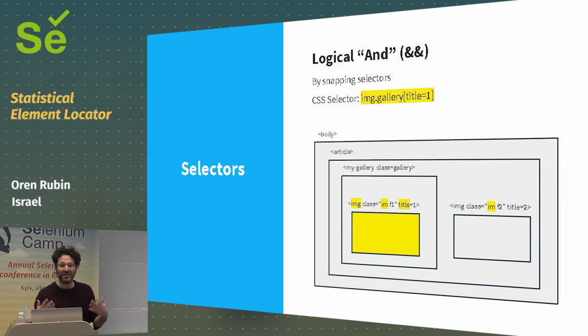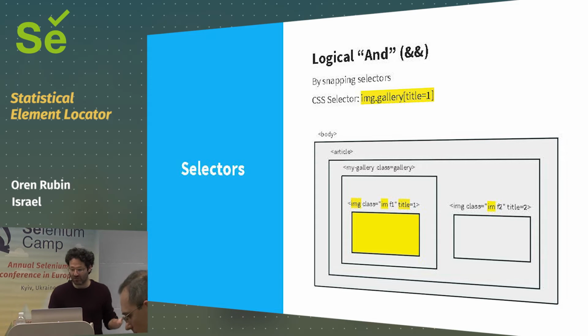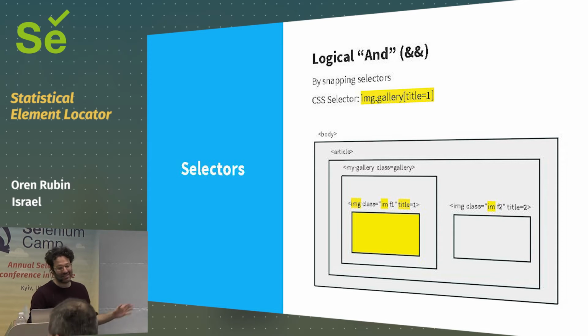And of course, we need a logical AND. We want this and this. It's done by concatenation. That's why you put the tag name first. It fits right in, because then you can say, I want an image tag that also has some class named gallery and a title equal to 1. So it all works out. It's an AND.